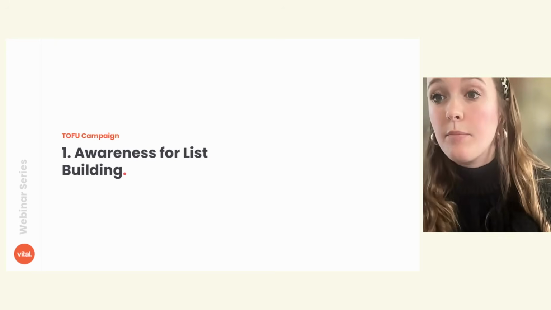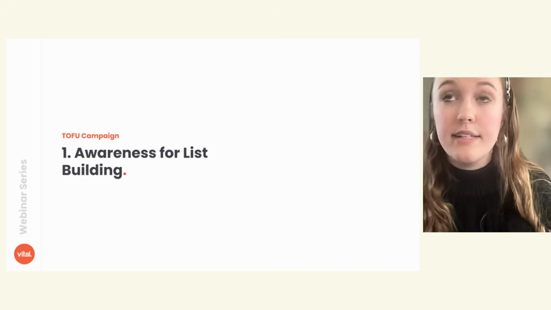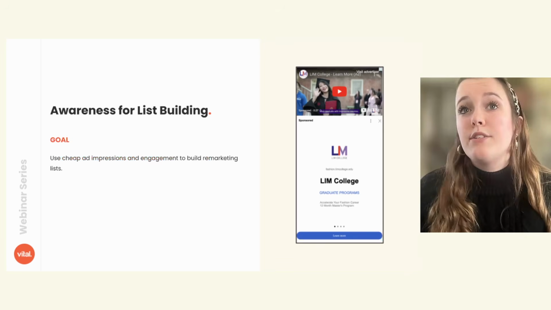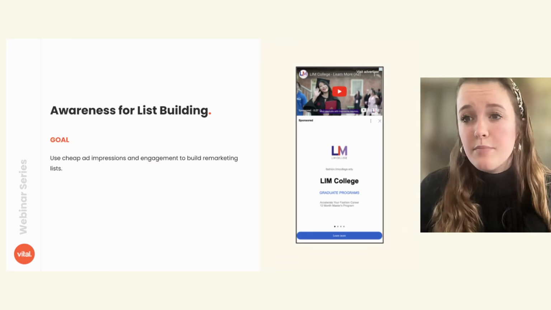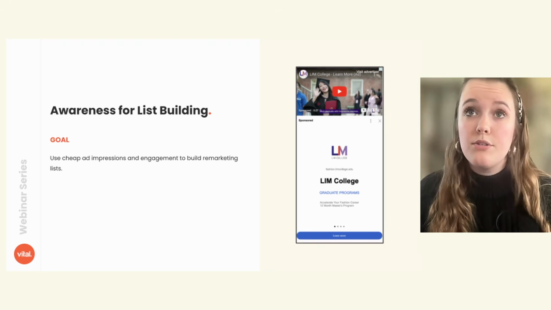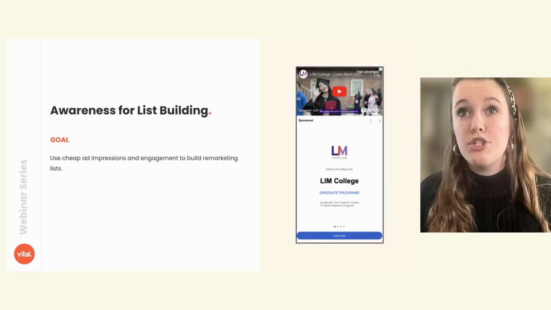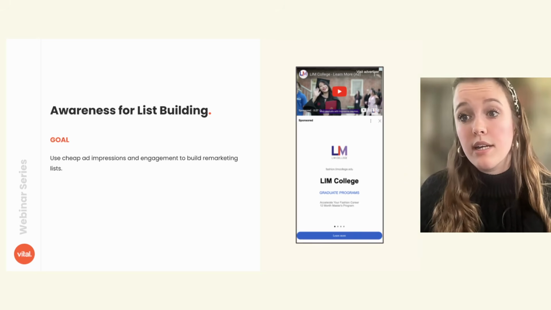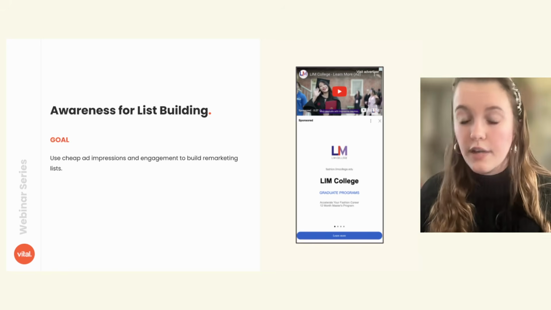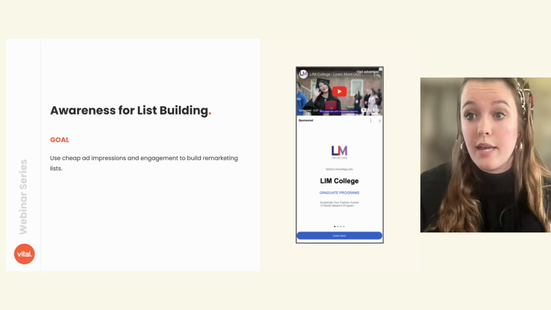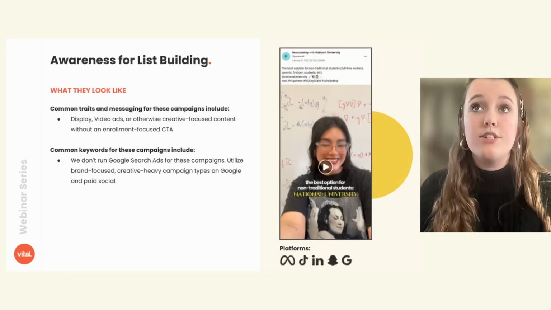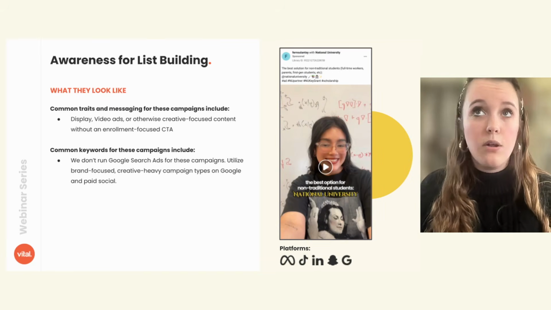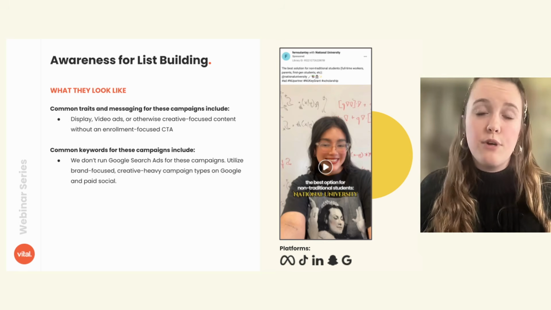Starting off at the very top of the funnel with some brand awareness, looking at awareness campaigns specifically for list building. These are going to be basically utilizing a few different types of ads on different platforms you can use that are basically going to get in front of cheap impressions, cheap clicks, trying to get engagement and ultimately build a remarketing list that we can utilize later down the funnel for other campaigns and to support other campaigns in general. So these are typically going to be display or video ads.